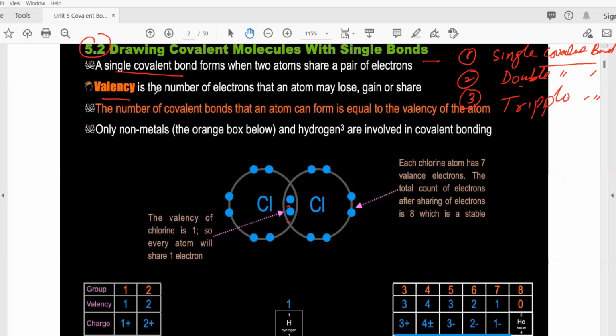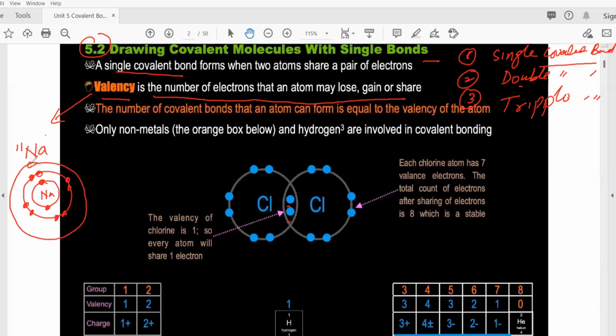What is valency? Valency is the number of electrons that an atom may lose or gain. For example, if you go into further detail of valency, take sodium, in group 1. Sodium has 11 electrons in total. If I want to draw the structure for sodium, I will write 2 here, then 8 in the second shell, then the last shell, the third shell, has 1. So the configuration is 2, 8, 1.